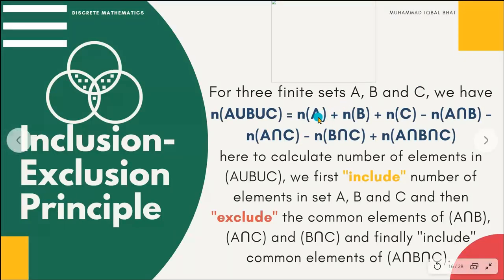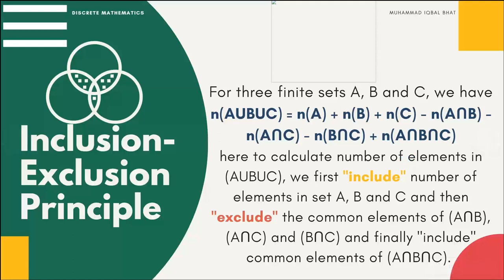Similarly, for three finite sets A, B, and C, we have the number of elements in A union B union C is equal to the number of elements in set A plus the number of elements in set B plus the number of elements in set C minus the number of elements common to A and B minus the number of elements common to A and C minus the number of elements common to B and C plus the number of elements in A intersection B intersection C. So here again, we are including some sets and then excluding some sets and then again including some sets. So this is the inclusion-exclusion principle.